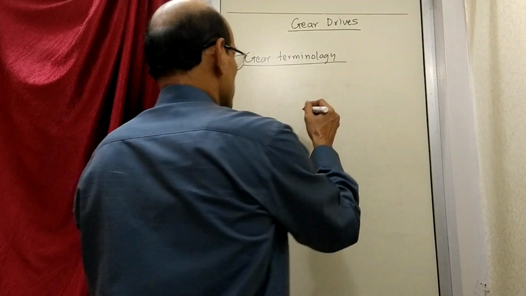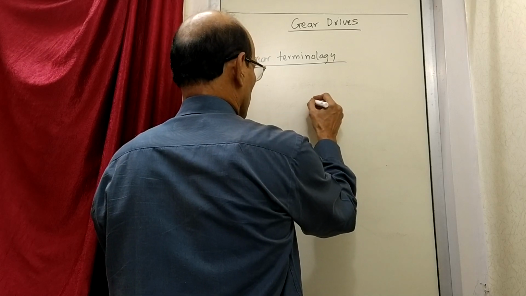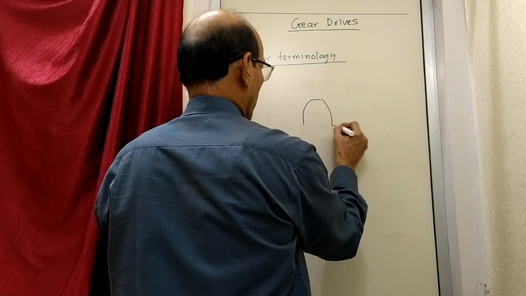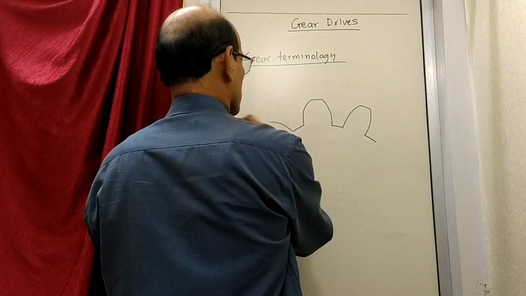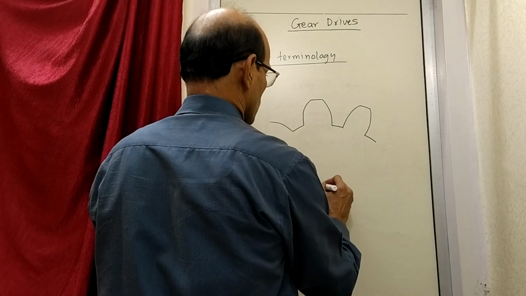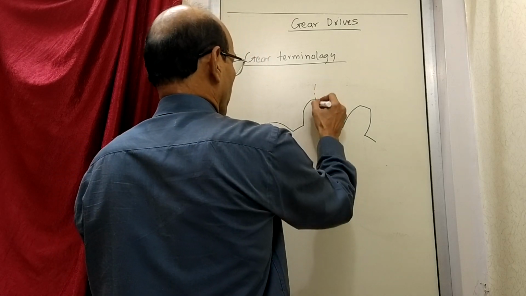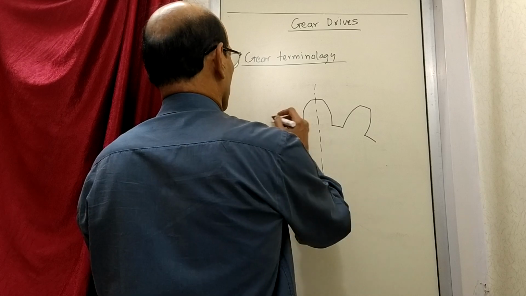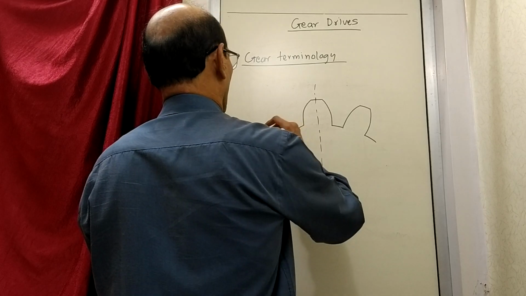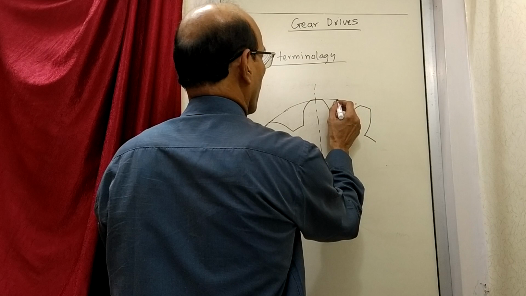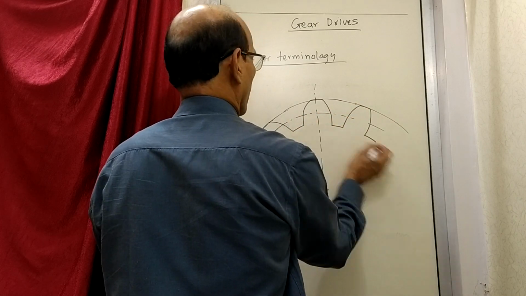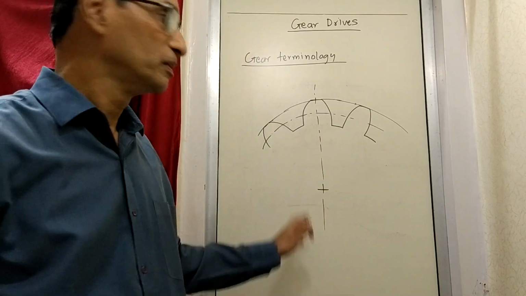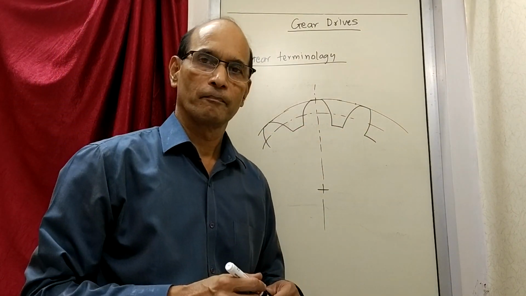Gear terminology. Now see what this means. I'll draw one gear shape. Same thing on the other side. And now this has a center here. So I have drawn three teeth of a gear.